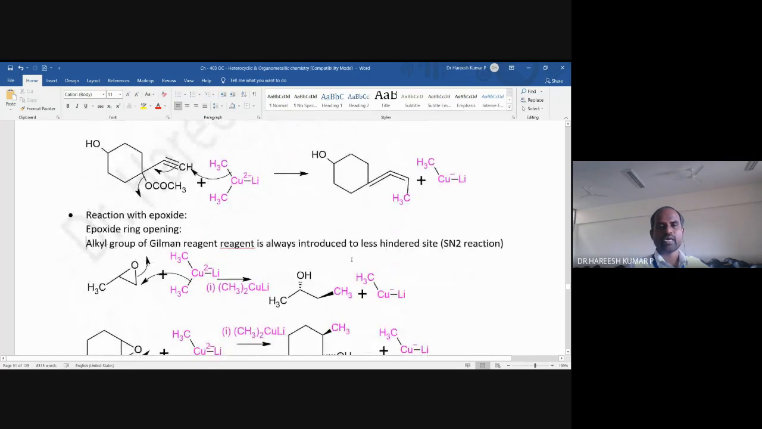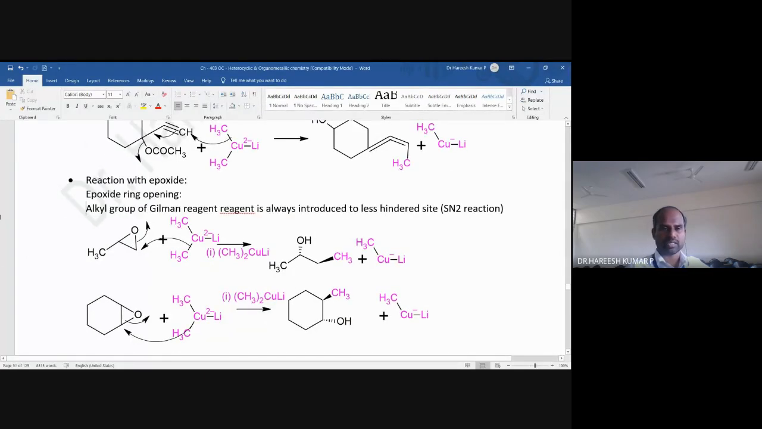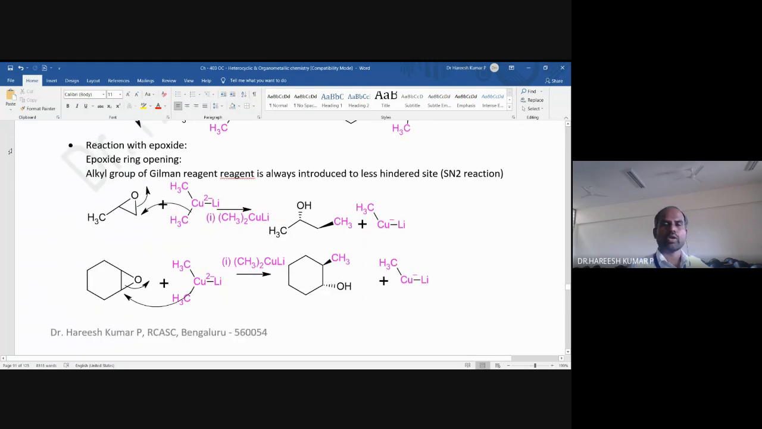So the next slide is about the reaction with the epoxide. Epoxide means a three-membered ring with oxygen. More particularly, a ring opening reaction occurs when dimethyl lithium cuprate is added to an epoxide. That means there will be a new bond formation between this methyl group and this carbon. This carbon is the less hindered carbon, whereas this carbon is the more hindered carbon. So methyl is added to the less hindered carbon, and thereby it leads to the product, and the product shows inversion of configuration.